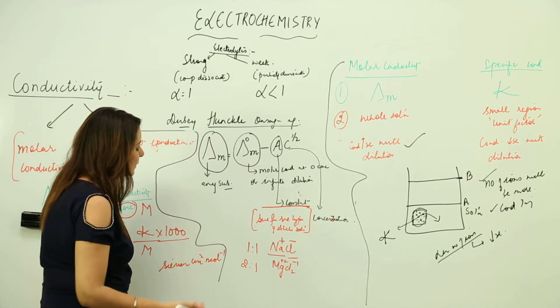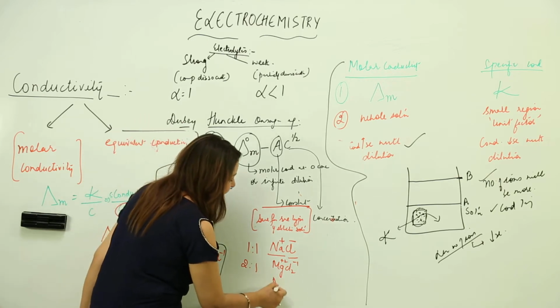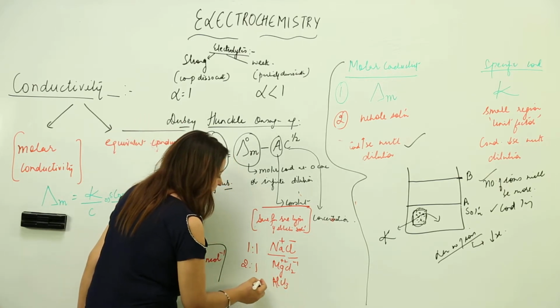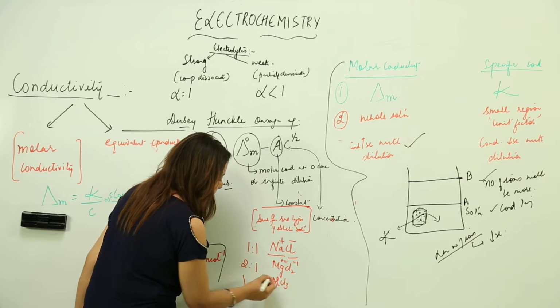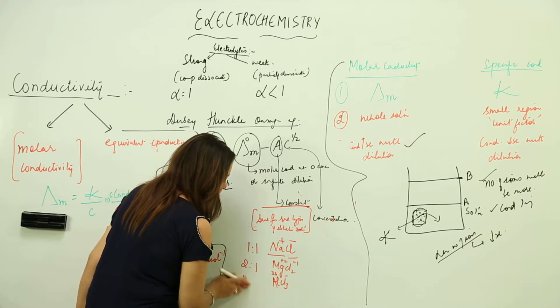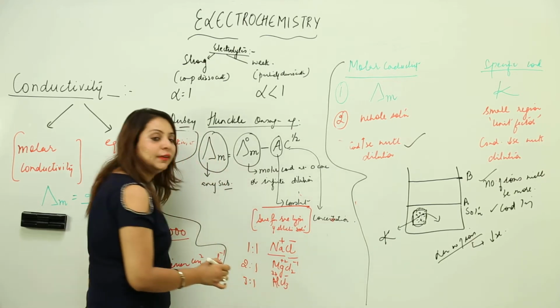Likewise, if I take another example, let's say aluminium chloride, we know that the valency is 3 and this is negative 1. So it is a 3:1 kind of electrolytic solution.